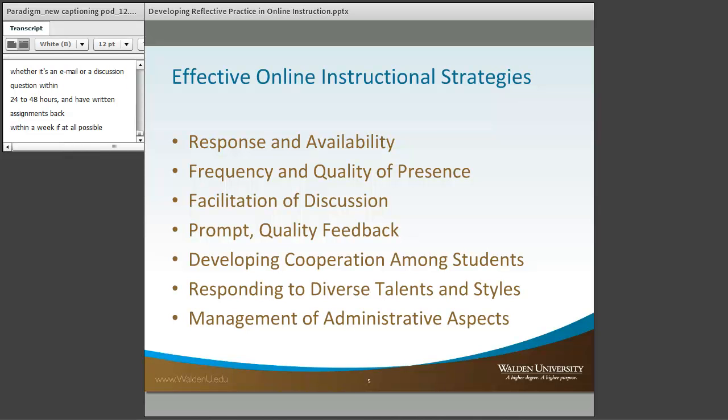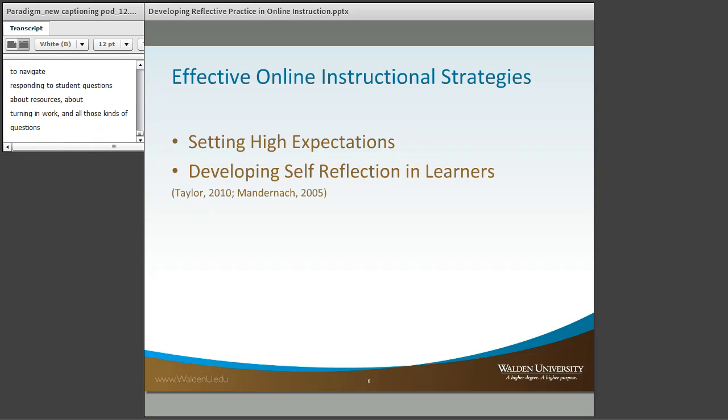Other effective online strategies include developing cooperation among students, responding to the diversity that exists in our classroom, as well as to a variety of learning styles. And of course, the whole management of all those things that make our classroom easy to navigate, responding to student questions about resources, about turning in work, and all of those kinds of questions that make the online experience run smoothly.